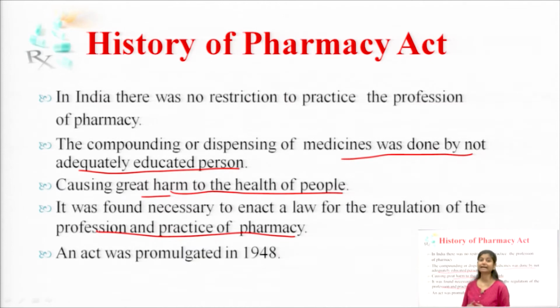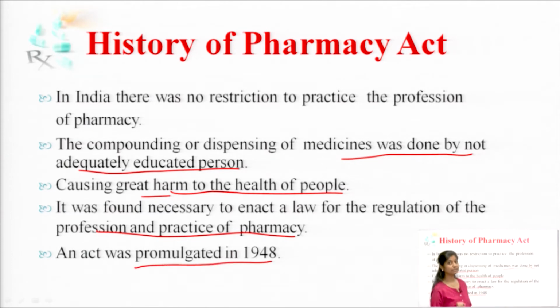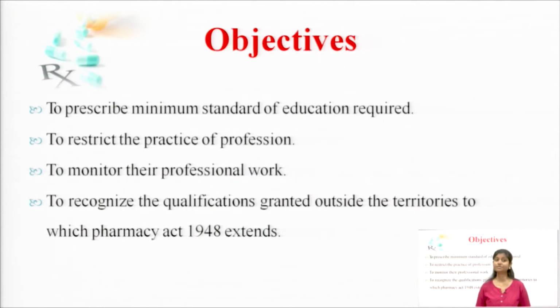So that is why, at the end of 1948, the act was promulgated. Promulgated is a new terminology for many of the people. So please go through this word, promulgated, that is, implemented. The act was implemented in 1948. Now let's see the objectives of the act.